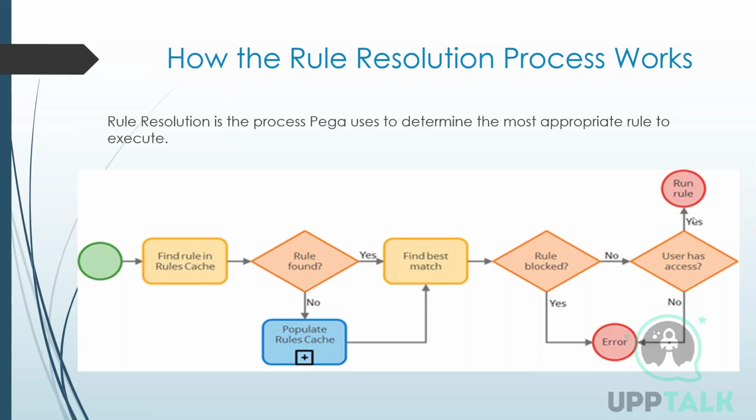But there are alternate aspects here. What if the rule is not found at all? What if the rule is not available in the rules cache? Then what should we do? Then the system populates the rules cache. So first it will try to populate the cache, then it will start checking again. So this continues until the best match is found.